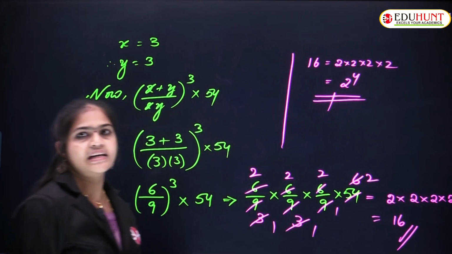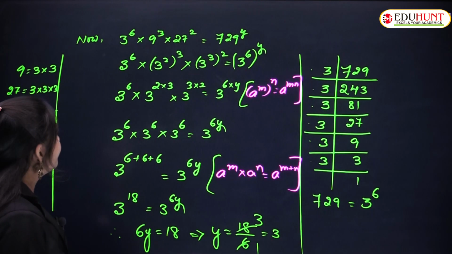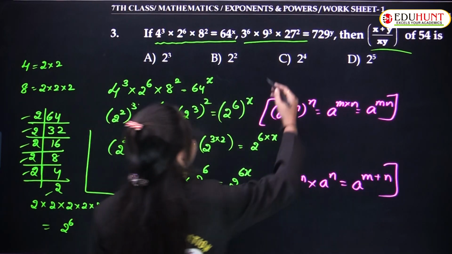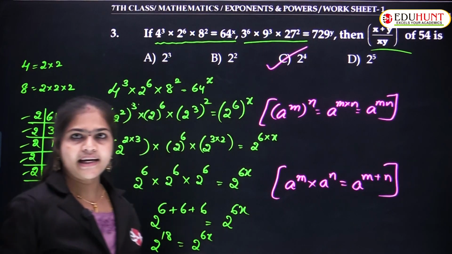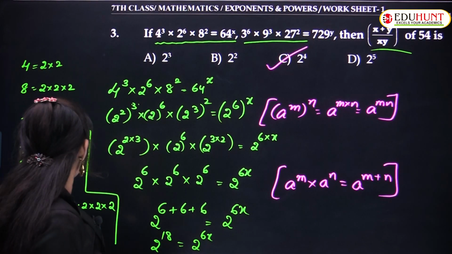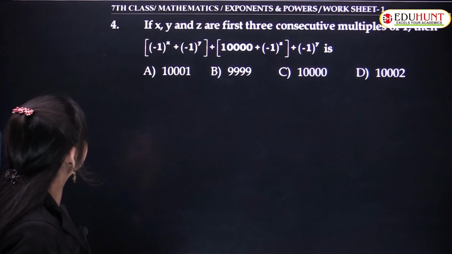Finally, what is the answer here? The answer is 2 power 4. Option C is satisfying. Yes. Next, question number 4. What is question number 4 here?